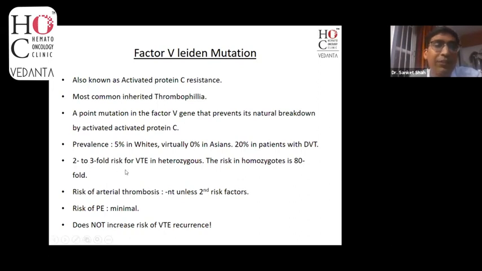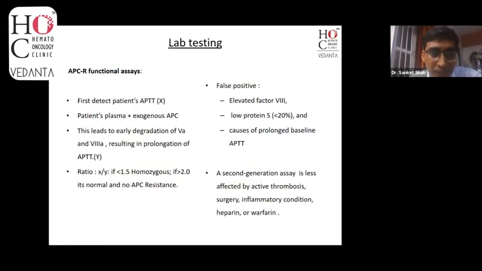There is a 2 to 3-fold increased risk of VT in heterozygous, but in homozygous, the risk increases up to 80-fold. Risk of arterial thrombosis is absent unless there are second risk factors like smoking or atherosclerosis. Pulmonary embolism is also minimal and does not increase risk of VT recurrence, right? Recurrence rate is almost nil.